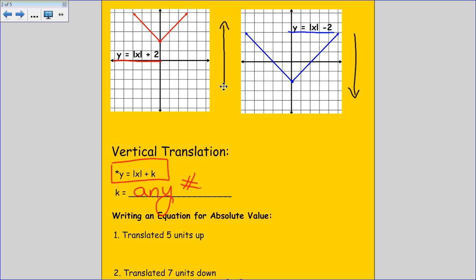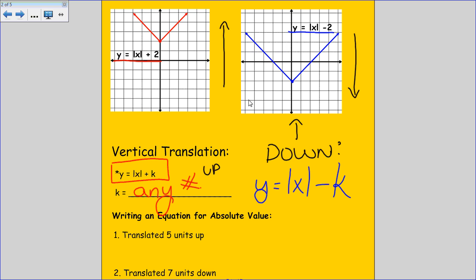If you wanted to translate one down, what do you think your formula would be looking up at this graph here? It would be y equals the absolute value of x minus k. Okay, and that would translate your graph down. Sometimes they will give you a description of a graph and ask you to write an equation for an absolute value graph.